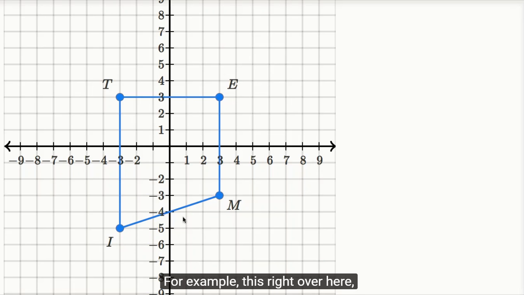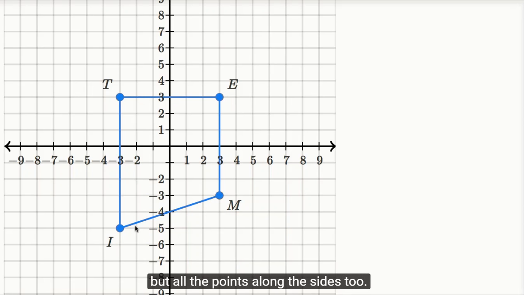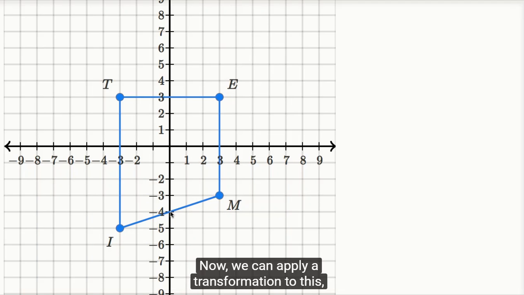For example, this right over here, this is a quadrilateral. We've plotted it on the coordinate plane. This is a set of points, not just the 4 points that represent the vertices of the quadrilateral, but all the points along the sides too. There's a bunch of points along this. You could argue there are an infinite number of points along this quadrilateral. This right over here, the point x equals 0, y equals -4, is a point on the quadrilateral. Now, we can apply a transformation to this.